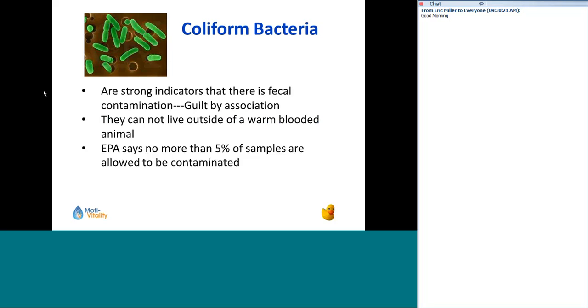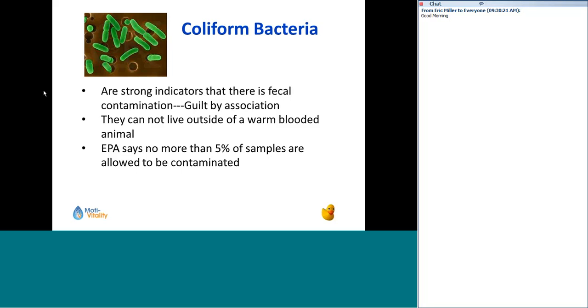And the EPA, this is kind of a little scary, says no more than 5% of the samples are allowed to be contaminated. That means it's acceptable if you have 100 samples and 5 of them have coliform in there. The goal is 0, by the way. They don't want any in there, because if there's coliform in the water, it's a good indication that there's fecal bacteria there.